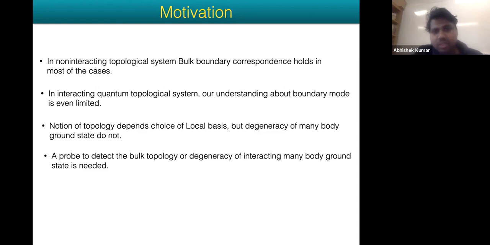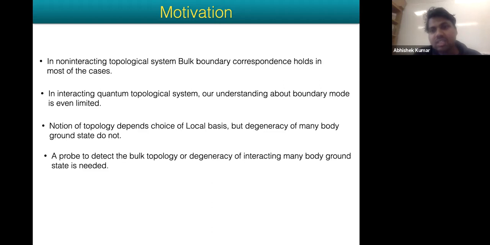In interacting topological quantum systems, our understanding of the bulk-boundary correspondence is even more limited. We don't know exactly whether it holds or not. Even the notion of topology depends on the choice of the local basis. In a fermionic representation, something may look topological, but in a spin representation, that might not be the case.